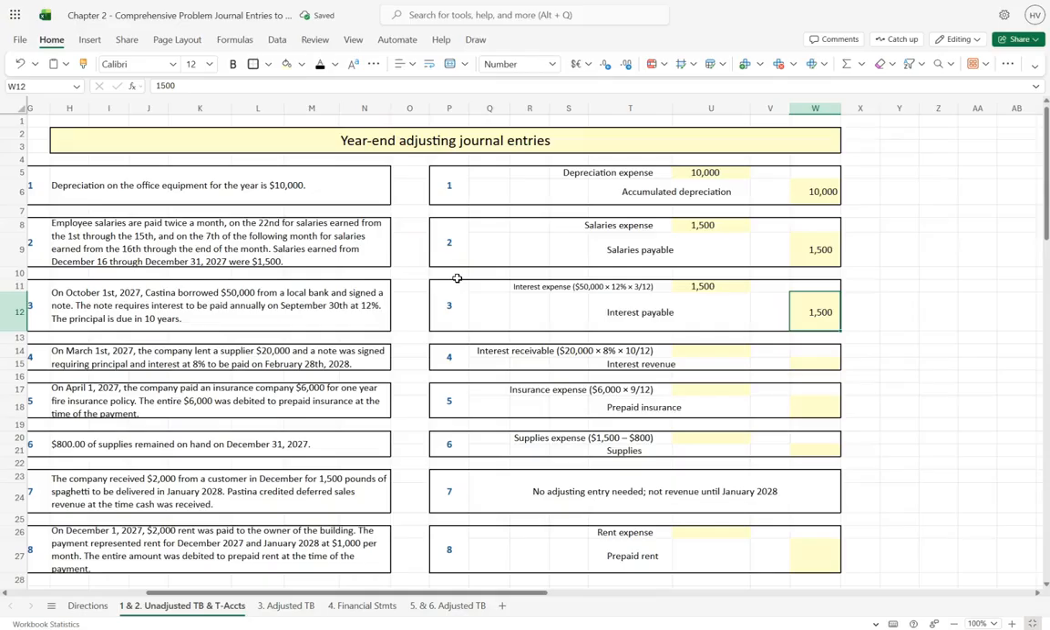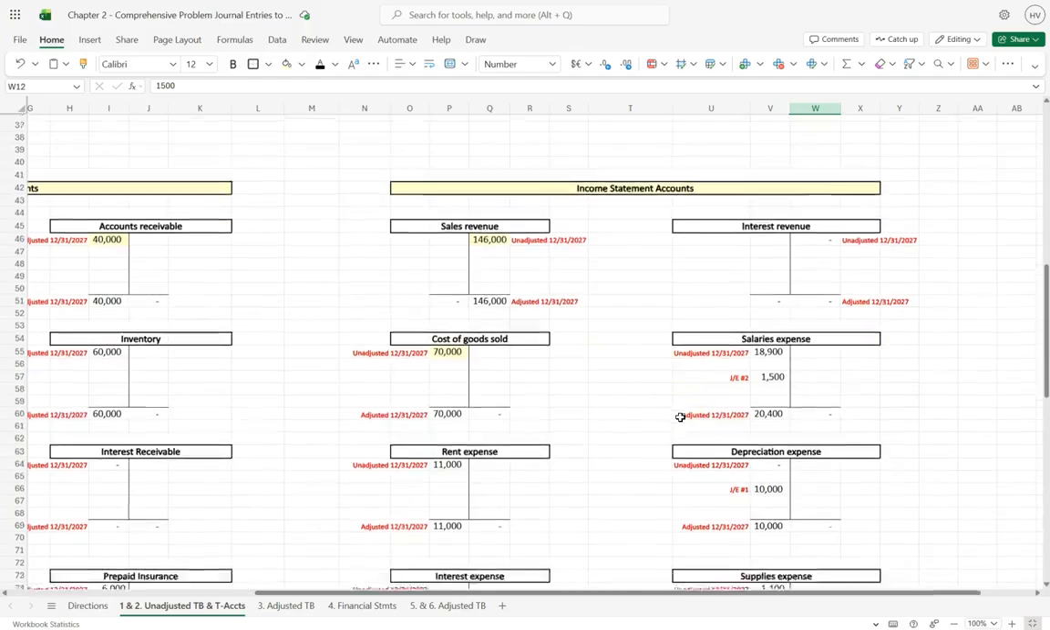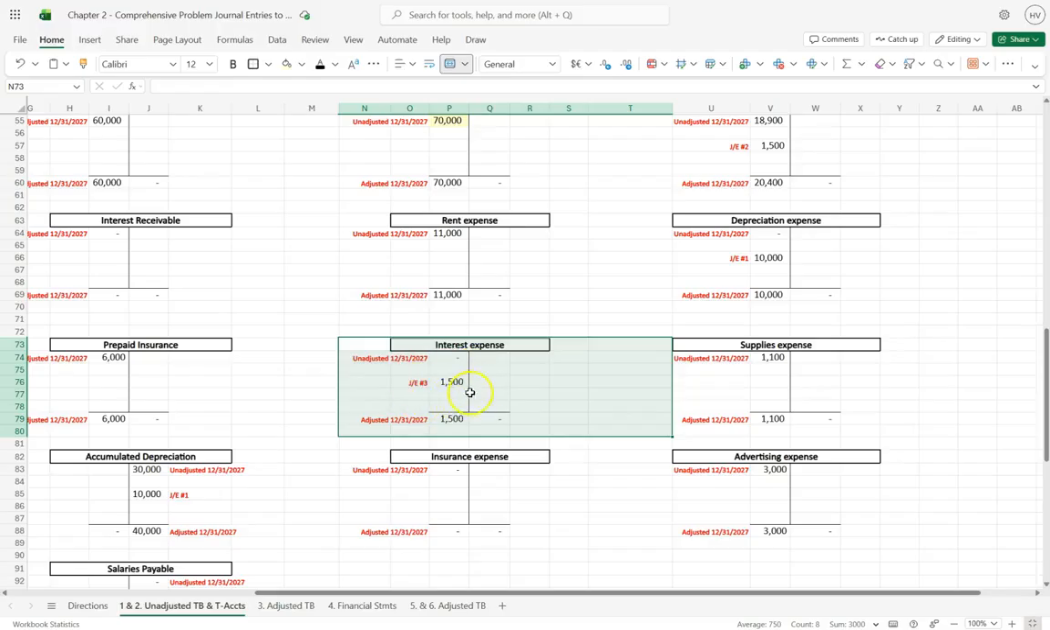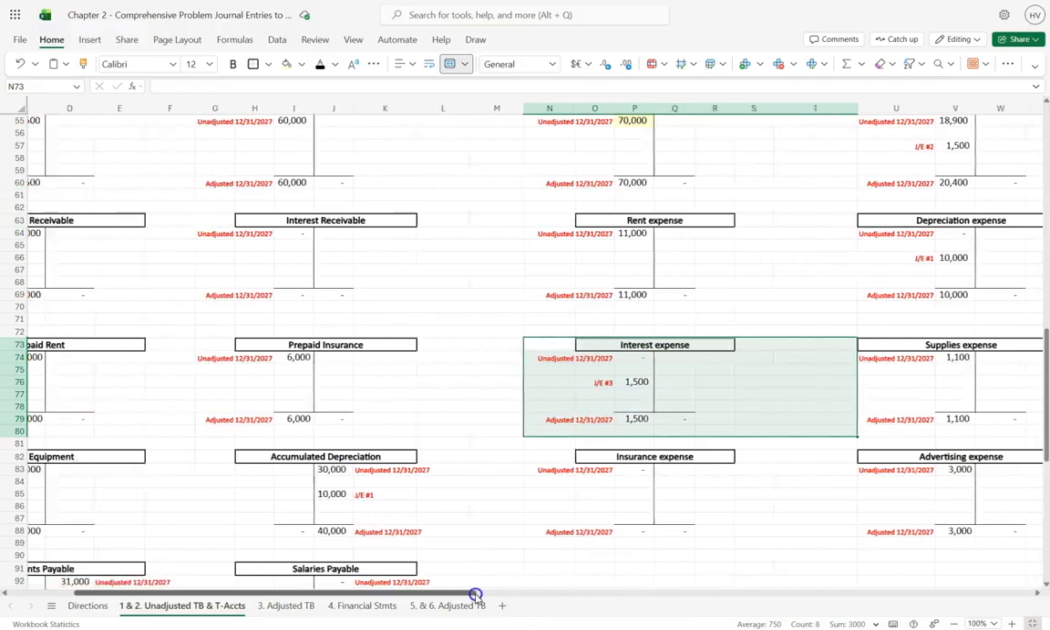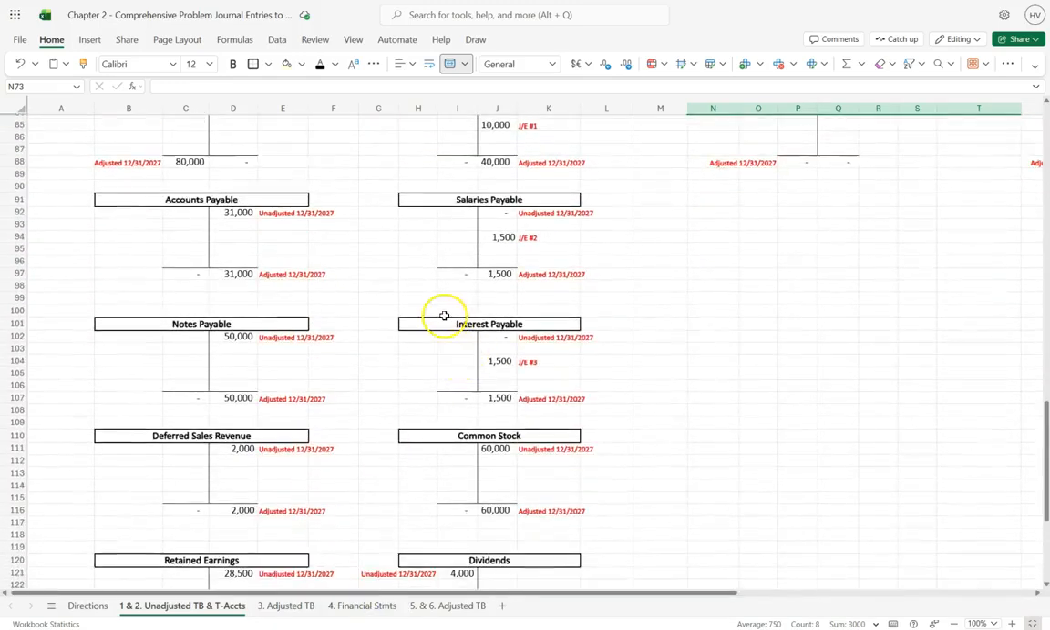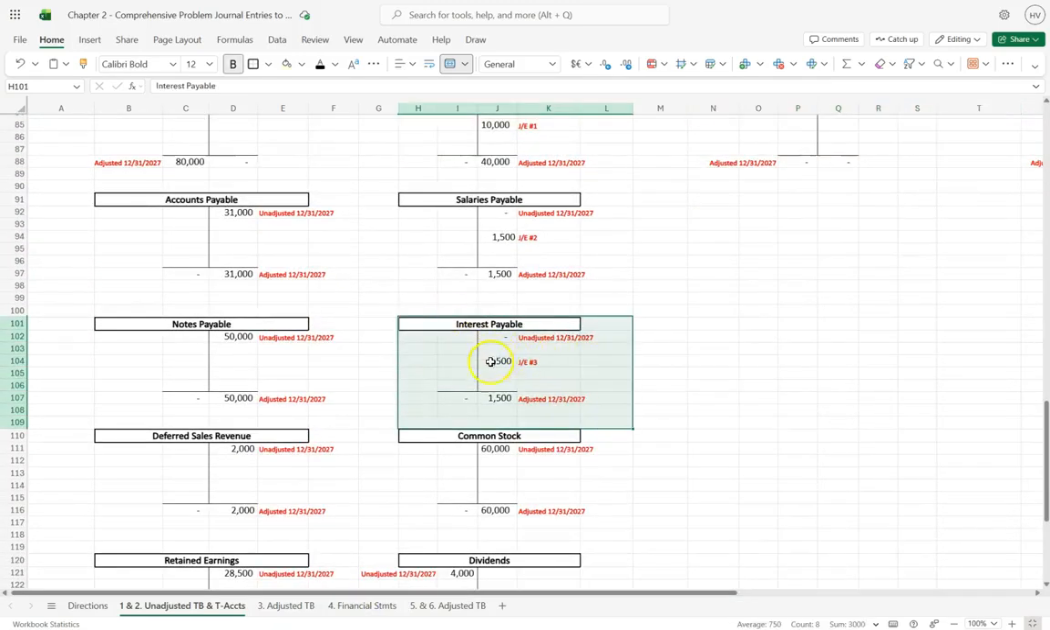I'm going to post those into my T accounts. My interest expense is a debit of $1,500. That's an income statement account. I'm going to find my interest expense T account, which is right here, and you'll see I debited $1,500 for my journal entry number 3. And then my interest payable is a balance sheet account. I'm going to find that T account right here and credit that amount of $1,500 right here. You can see it in the T account.